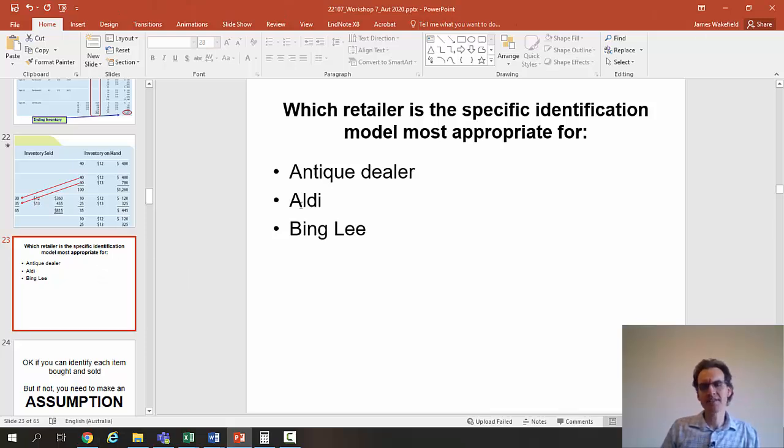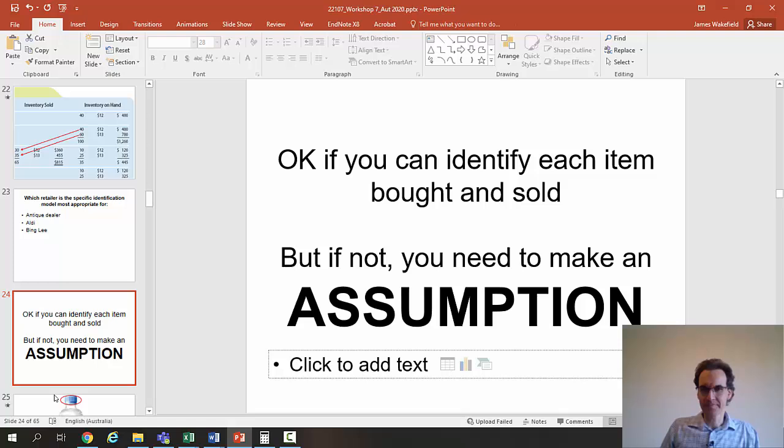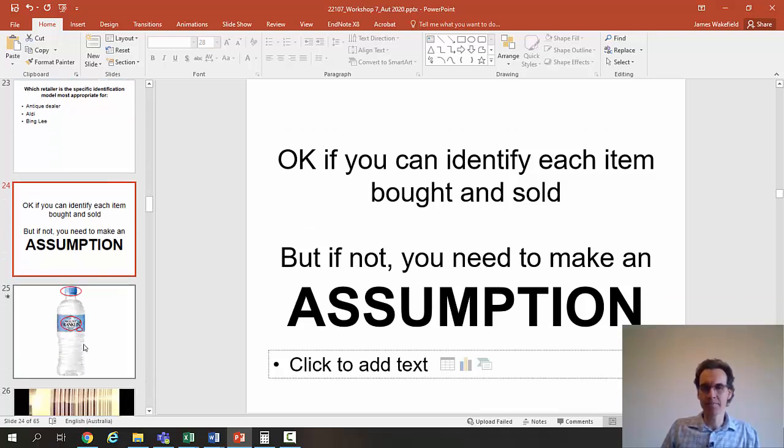Now, what happens if we're looking at a business like Aldi or Bingley that has high turnover of items that are identical in many cases? This makes it difficult, right? What happens if we cannot specifically identify each individual product and the exact amount we paid for that item? So let me give you an example.